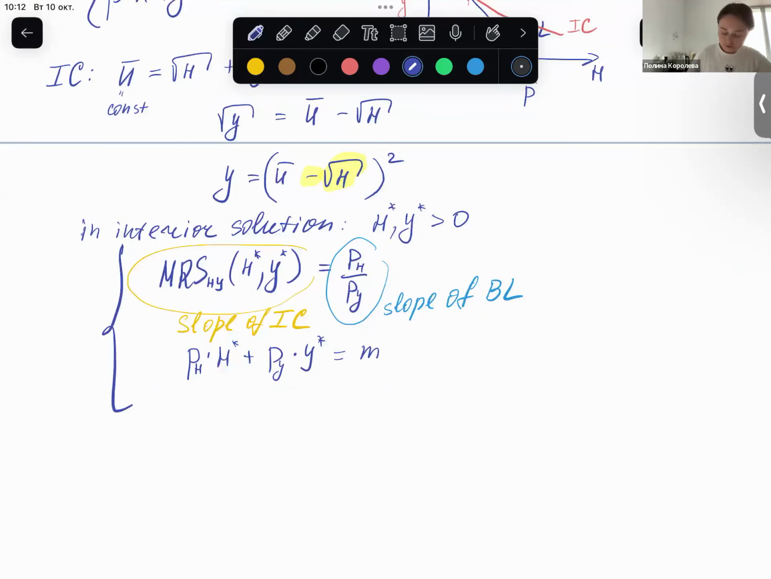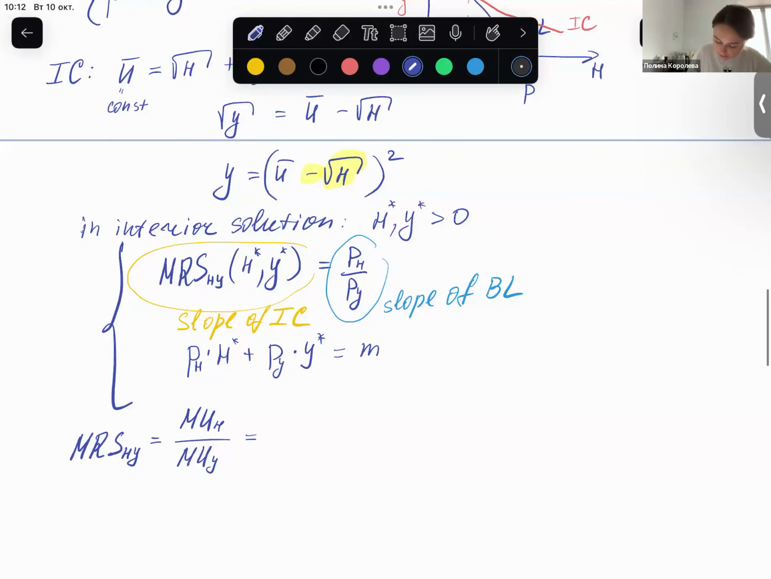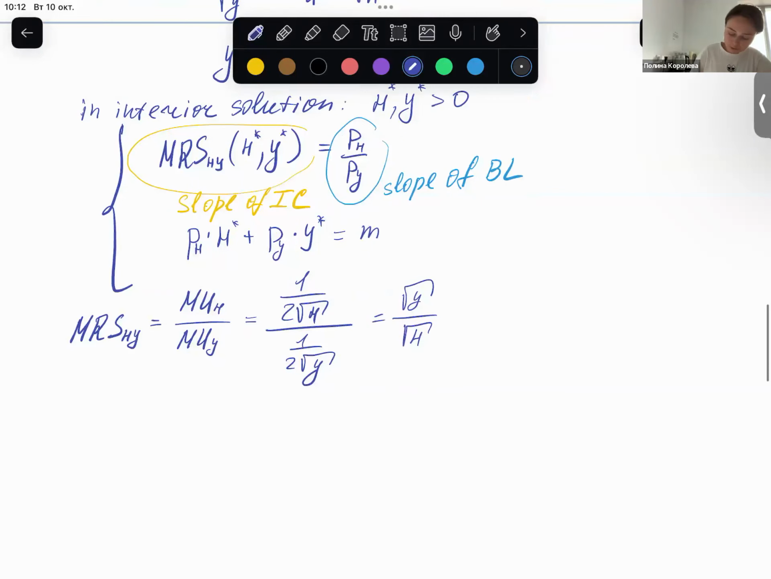Let us find the marginal rate of substitution. There's a formula. You remember that this is the ratio of marginal utilities, marginal utility from heating over marginal utility from composite good. We just calculated it. It is 1 over 2 square root of h, and here 1 over 2 square root of y. So we revert everything, and we will get square root of y over square root of h. And let's put this into our first equation.